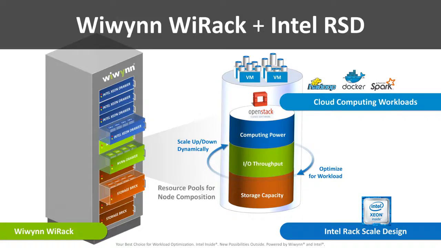As you can see here on this chart, you have compute drawers, or the compute component of the Intel rack scale design. You have an NVMe drawer, so this is a specific NVMe fast storage module of the RSD. And then you also have a storage brick, that is the storage component of Intel rack scale design. So here we have the computing power, your I/O throughput block, and then the storage capacity of rack scale. And on top of that, you can overlay OpenStack Cloud software, as well as other software solutions such as Hadoop, Docker, or Spark. With that, this whole thing can make your data center infrastructure scale up and down dynamically, and it can optimize your workload. And very important, it can create resource pools for node composition.